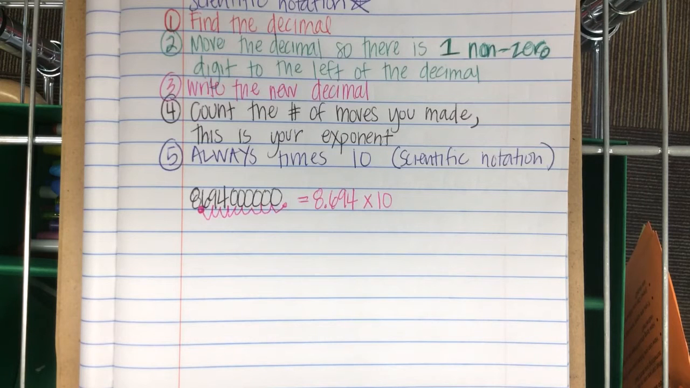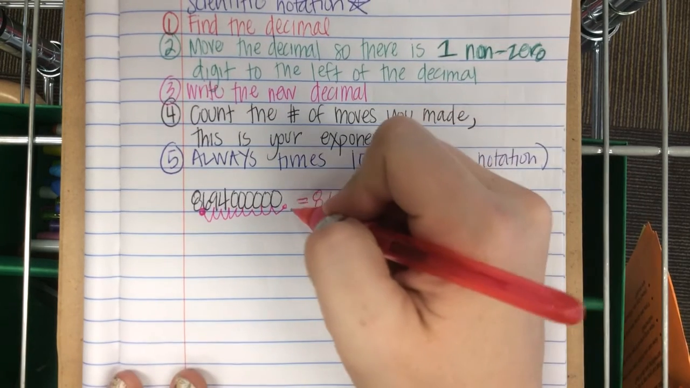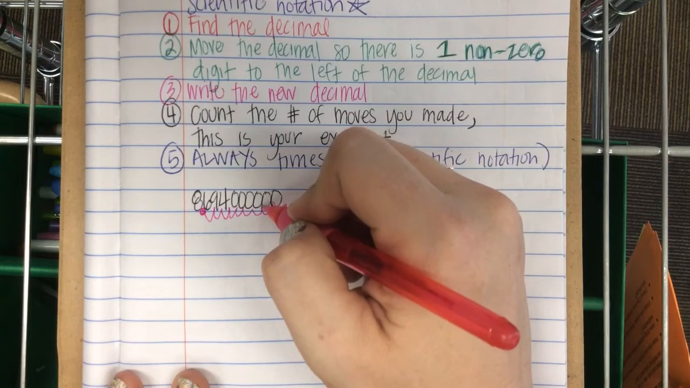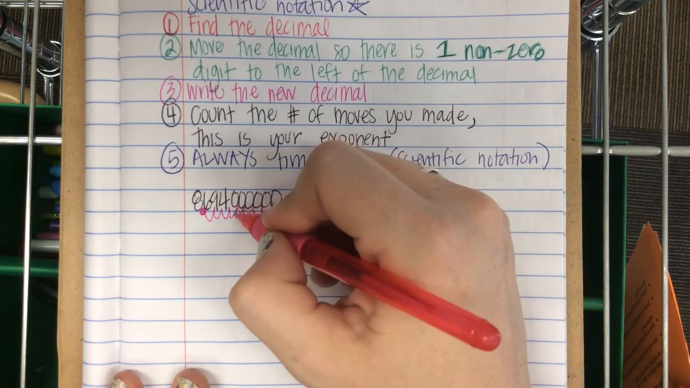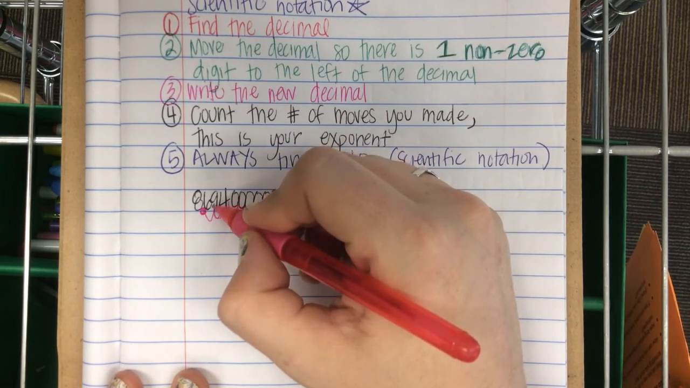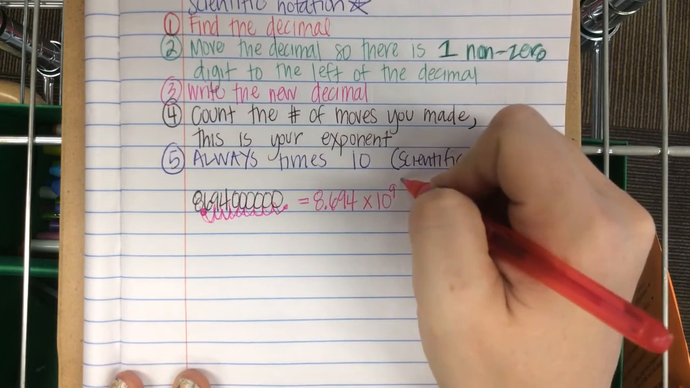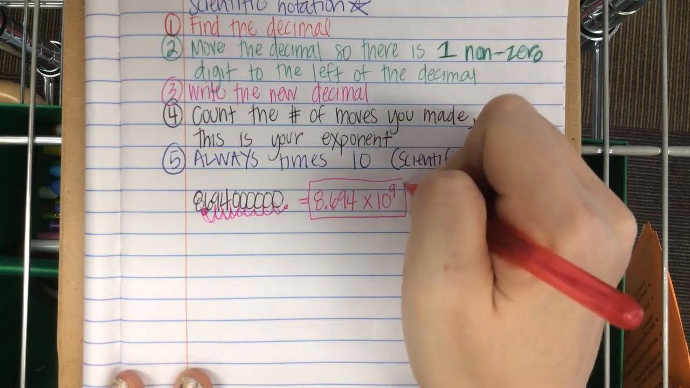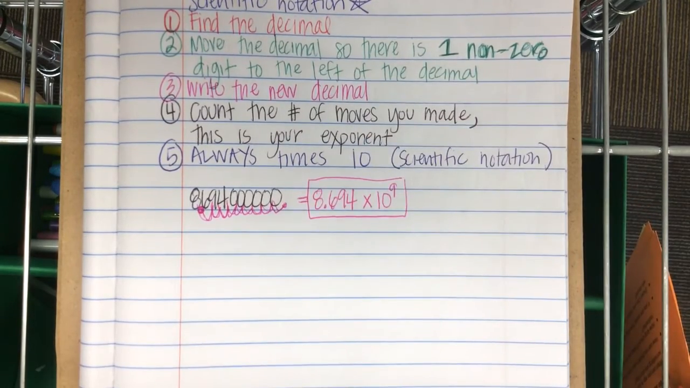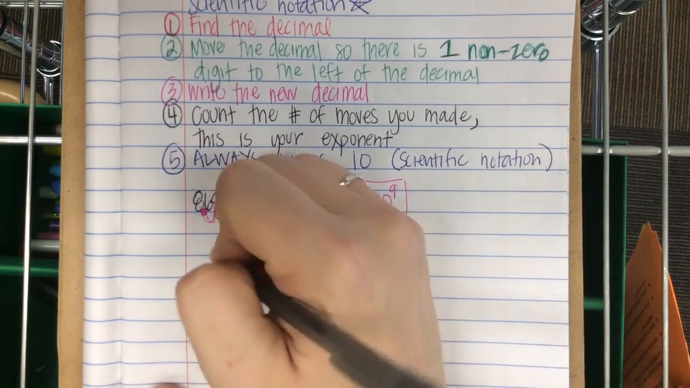And then how many times did we move? It was 9. Let's count again. 1, 2, 3, 4, 5, 6, 7, 8, 9. And that's good. And it's positive 9 because it's a big number, right? That's your answer. Let's try this.